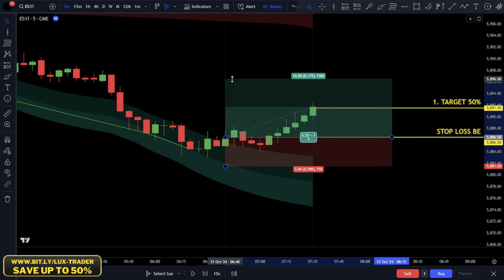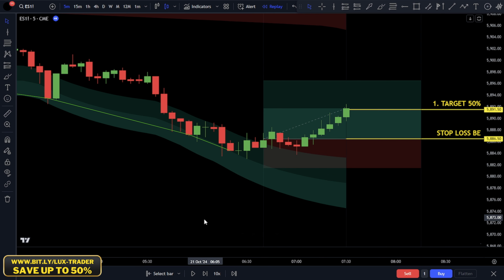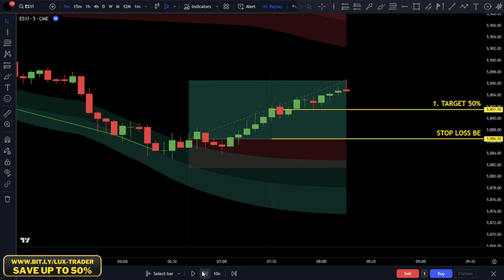And for the second take profit, target a 1-to-2 risk-reward ratio. This way you can secure profits while minimizing risk.